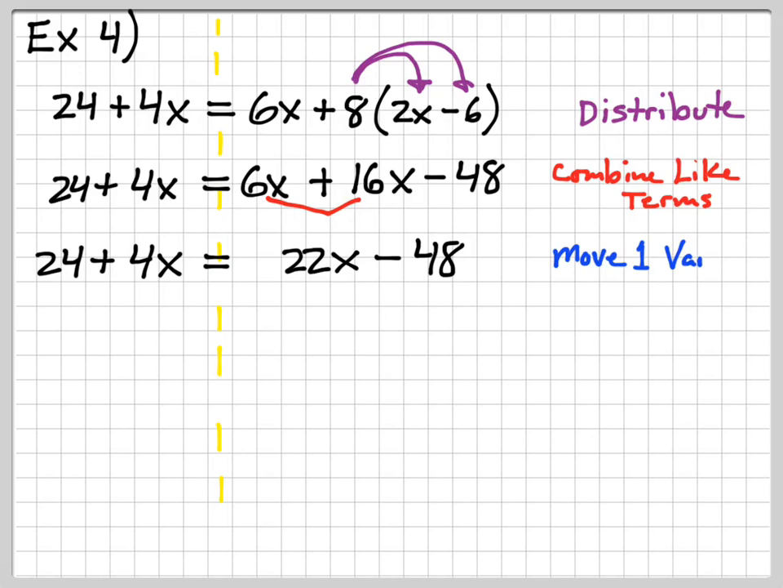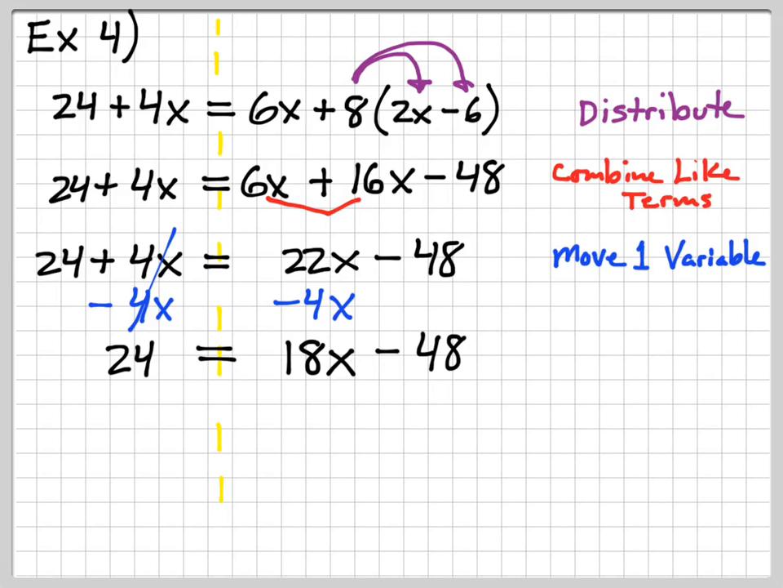Step 3, move one of the variables. My goal is to get all the x's on one side, all the numbers without the x on the other. So I either have to move the 4x or the 22x. And I personally always like to move the smaller one. Again, it does not matter. You can move either one, and you should get the correct answer. So the opposite of adding 4x is subtracting 4x. My new equation is 24 equals 18x minus 48.